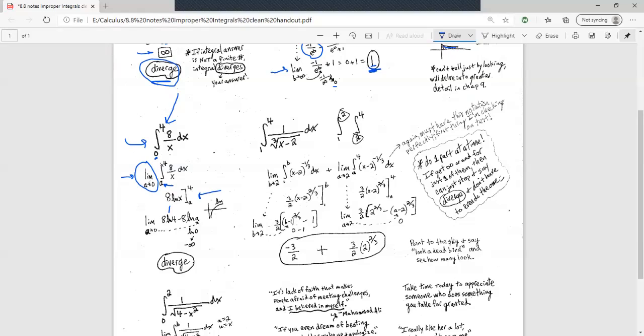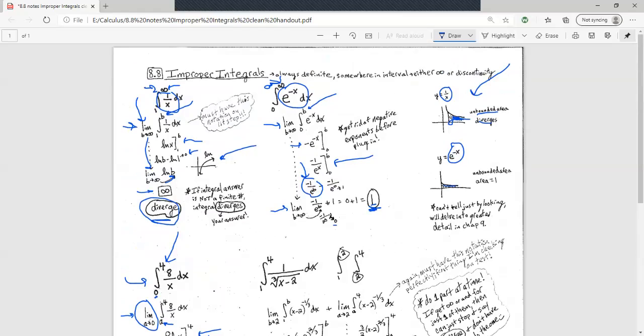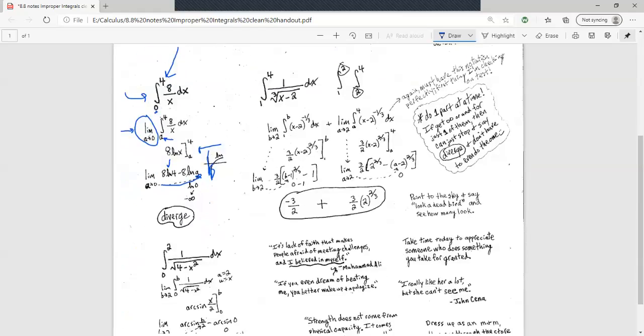So this 8 ln of 4 is a number, but when you plug in a 0 here, the ln of 0, you've got a vertical asymptote at x equals 0. So if you do the ln of 0, you're doing the limit as that a approaches 0. As we approach 0, that's undefined. That's going down to negative infinity. So since you get some sort of infinity, if you do your improper integral, you get infinity. That's when we're going to put the word diverge down.